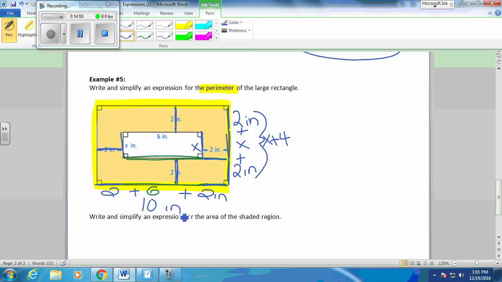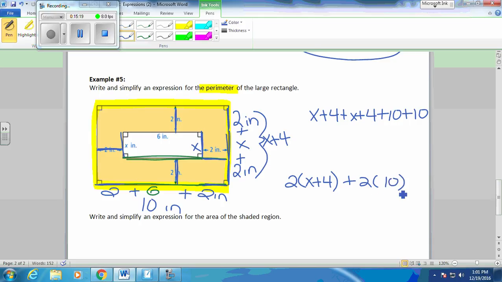So I'm going to now add those all up, and we can do this two ways. I can say x plus 4 plus x plus 4 plus 10 plus 10. Or I could say I need 2x plus 4s because I need 2 lengths, and I need 2 10s because I need 2 widths. So either way will get you your correct answer.